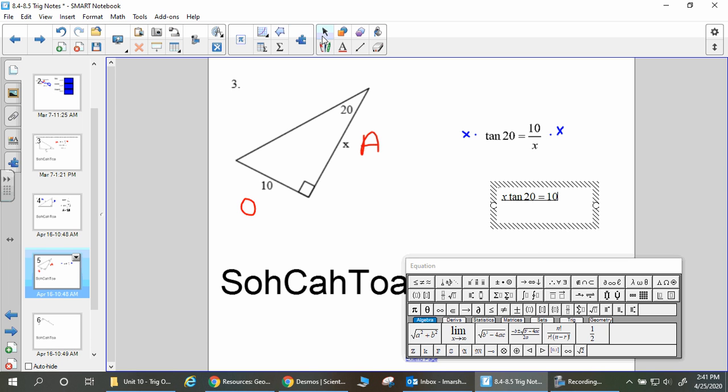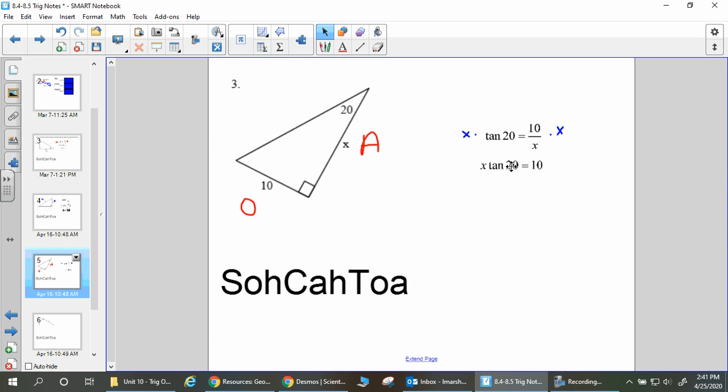Okay? And if that's the case, I still need to get x by itself. And if I want to get x by itself, I'm going to divide both sides here by this tangent of 20.